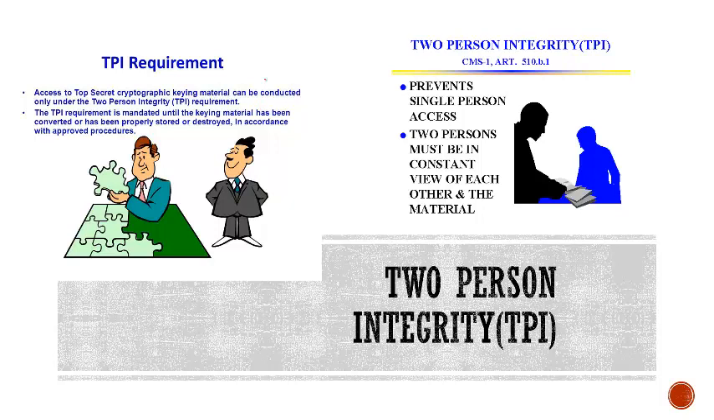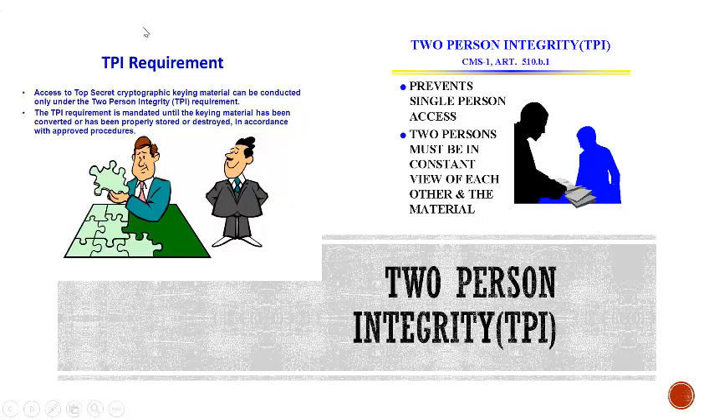Okay, let's talk about TPI. TPI means two-person integrity, and it is a principle that prevents single-person 100% access to protected data. Two persons must be in constant view of each other and the material that they want to protect. This is very common in financial institutions, whereby you have two keys to a vault where money is kept, and it needs these two persons to unlock the vault before access can be gained to the money. So that is two-person integrity.